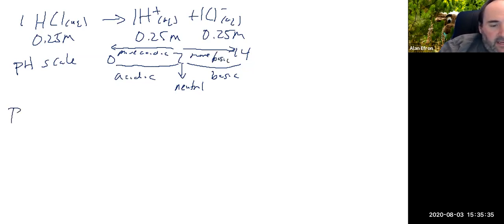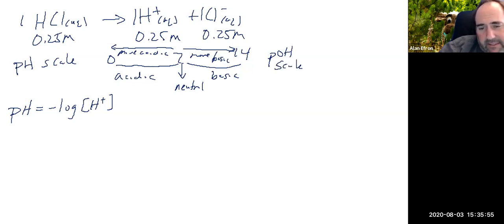To calculate the pH, it is minus the log of the H plus concentration. And again, that will allow you to calculate the pH. There is a similar scale that we talked about, which is pOH, and pOH actually runs the same way, 0 to 7 to 14. It's opposite in the sense that if you're less than 7, it's basic, and if you're more than 7, it's acidic.